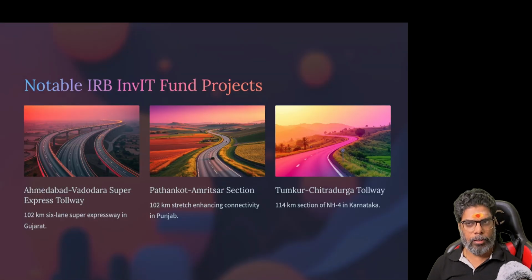Majorly these guys are helping us in improving India's future growth and development through highways and roads. The notable IRB InvIT projects are the Ahmedabad to Vadodara Super Express Tollway, which is 102 kilometers, a 6-lane road; the Pathankot Amritsar section, a 102 kilometer stretch connecting the Punjab area; and the Tumkur Chitradurga Tollway, a 114 kilometer section of NH4 in Karnataka. So these are the notable projects, and most of the revenues are coming through these projects through tolls and other things.